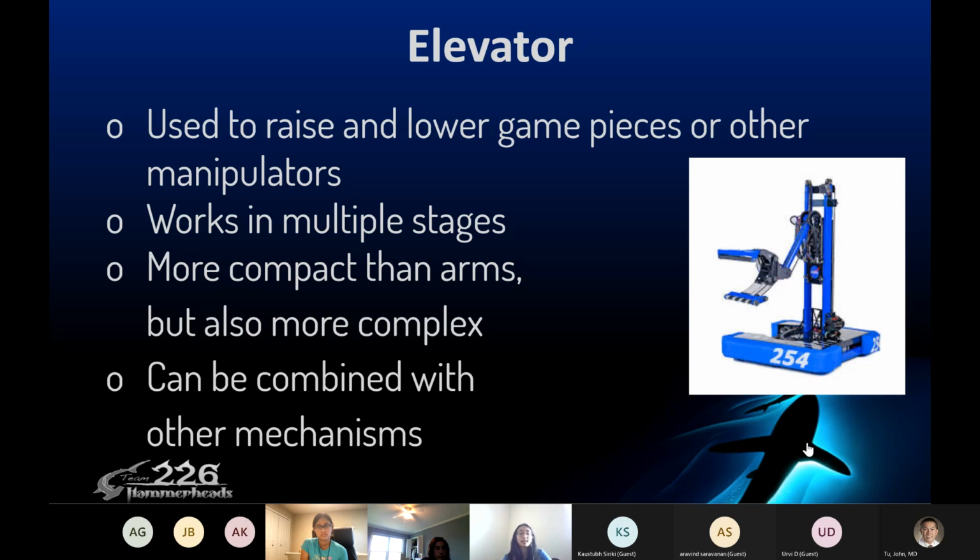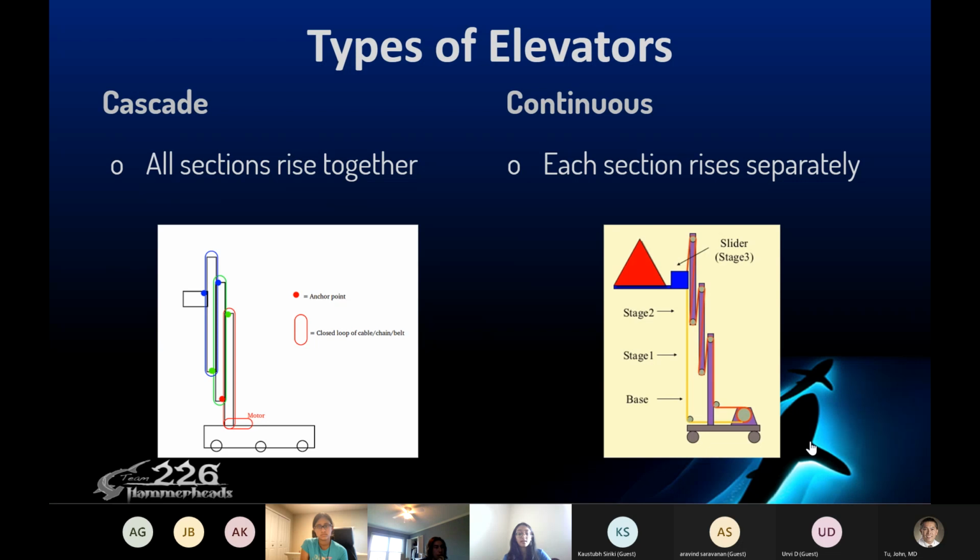Elevators are a mechanism used to raise and lower game pieces by working in multiple stages, but they can also be combined with other mechanisms like manipulators, and they manipulate the elements in the game. Like arms, elevators can be used to complete missions during the game by moving objects vertically, but elevators are more compact and more complex than arms. In a cascade elevator, all sections of the elevator rise together, while in a continuous elevator, each section rises separately, starting with the first stage.